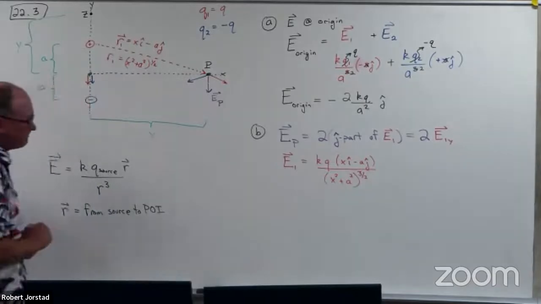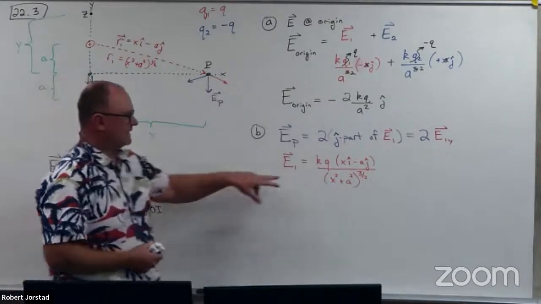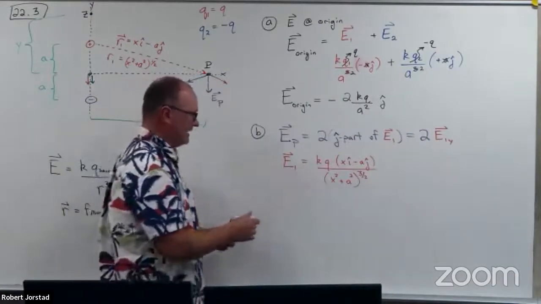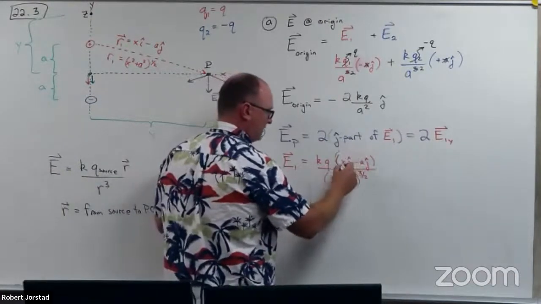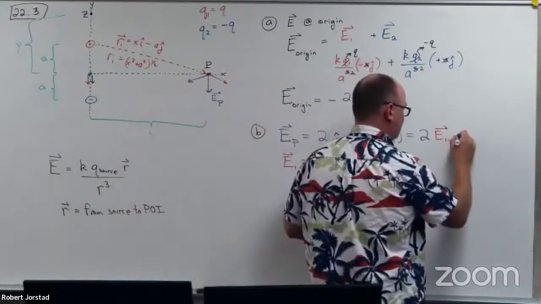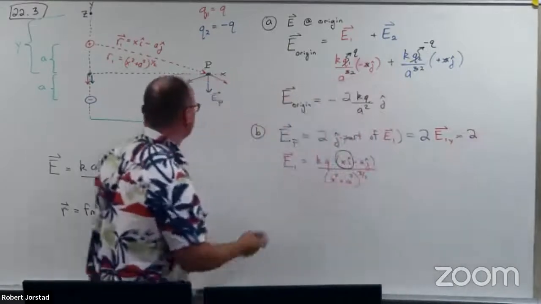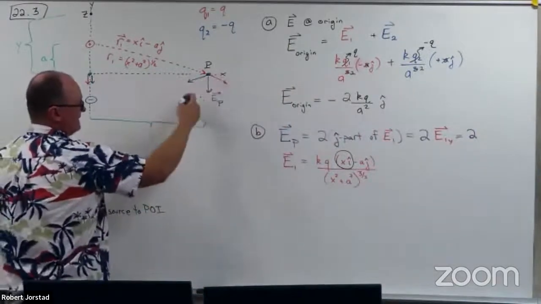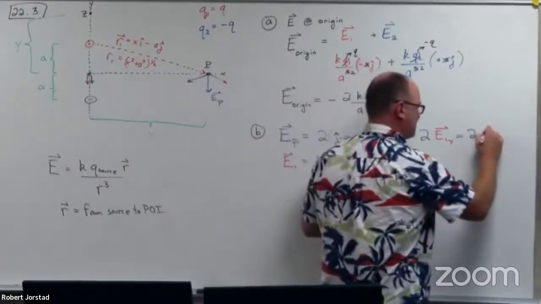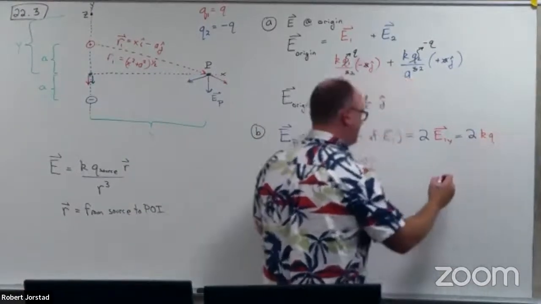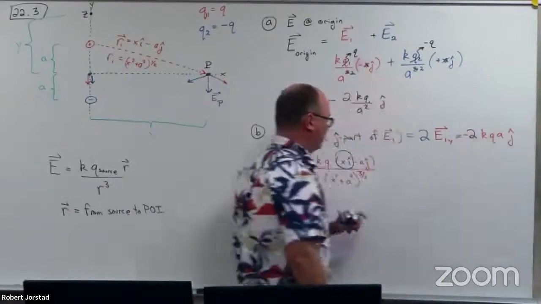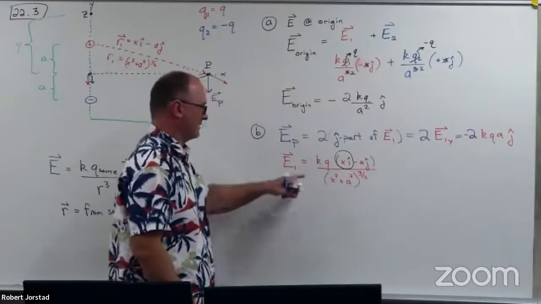All right. Next, I need to get just the j hat part and double it. So the j hat part, we're going to cancel out this part. We don't need this, but I do need the minus sign. So this is going to equal, the 2 comes from the symmetry, seeing that the i hats cancel and the j hat gets doubled. I get a k, q, a, j hat, and there's a minus sign. I just moved the minus sign out front to make it look pretty.